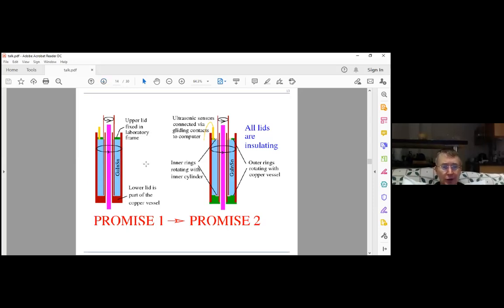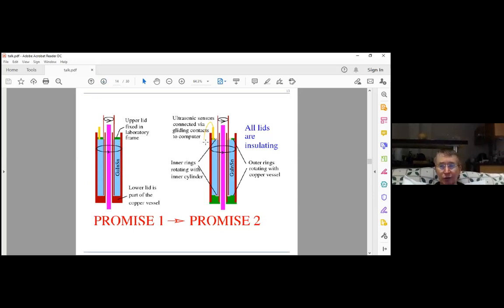Well, here are various upgrades that we made in going from our original crude prototype to the later things. Again, I don't want to spend time on all of this. The most important thing is in the original setup, we had the upper lids. They were simply fixed in the laboratory frame. They were not co-rotating with either the outer cylinder or the inner cylinder. So we knew that's going to have massive disruptions at the upper boundary.